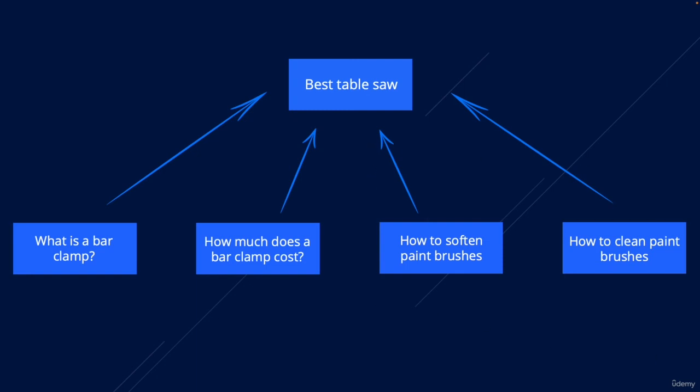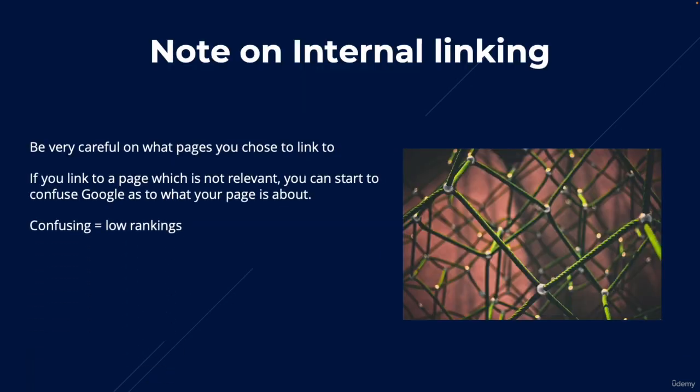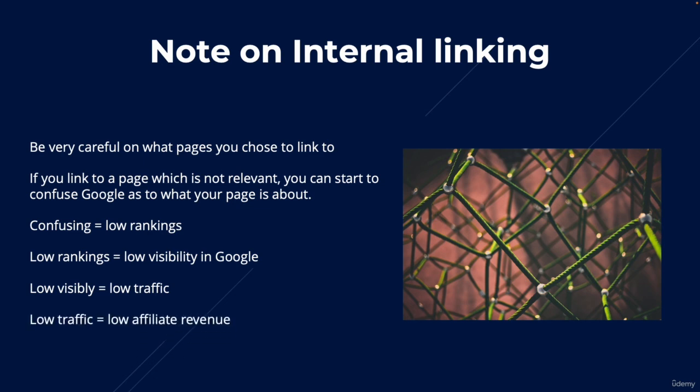Now, this is why it's really important that you are super careful on what you link to. And the reason why is because if you confuse Google, that is going to lead to low rankings. And what does low rankings lead to? Well, that equals low visibility in Google. Low visibility equals low website traffic. And you guessed it, low traffic equals low affiliate revenue. So it's really important you give extra care and attention to what pages link to what.